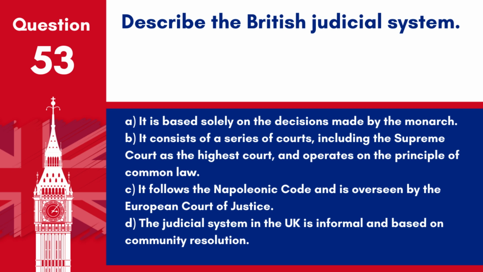A. It is based solely on the decisions made by the monarch. B. It consists of a series of courts, including the Supreme Court as the highest court, and operates on the principle of common law. C. It follows the Napoleonic Code and is overseen by the European Court of Justice. D. The judicial system in the UK is informal and based on community resolution.